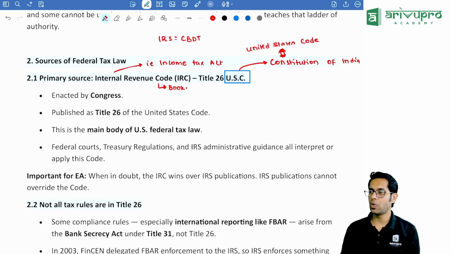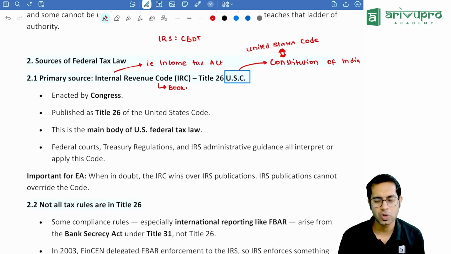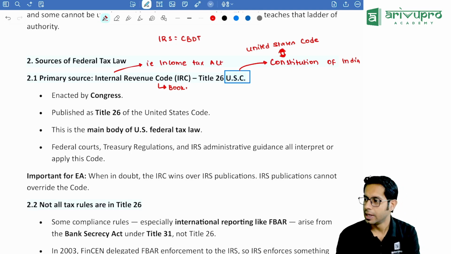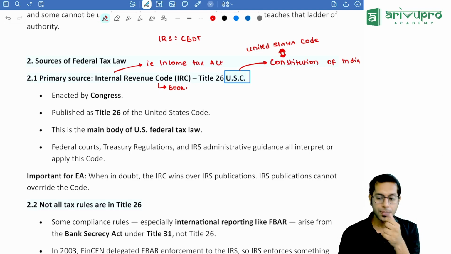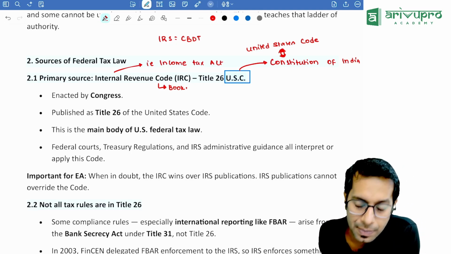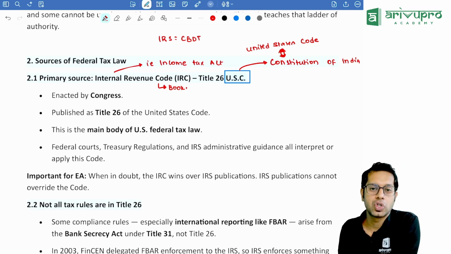Sir, why are you taking reference of the Constitution of India? In India, if you want to make any law, you are supposed to take permission. And who gives that permission? That permission is given by the Constitution of India.